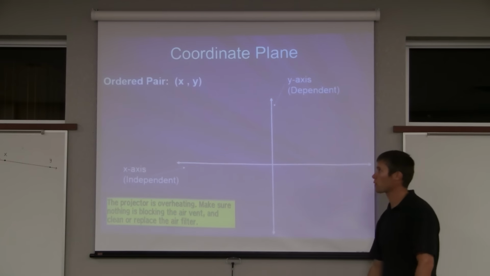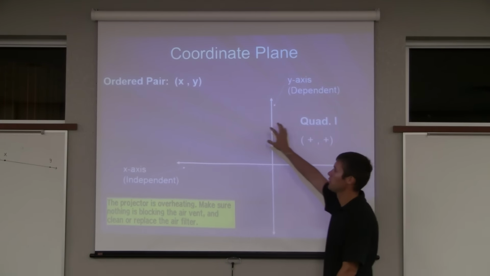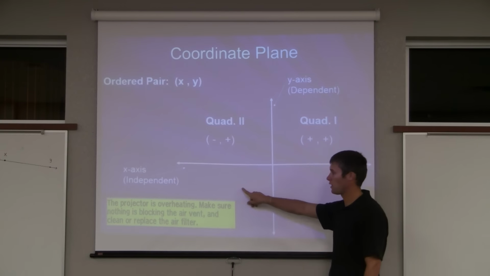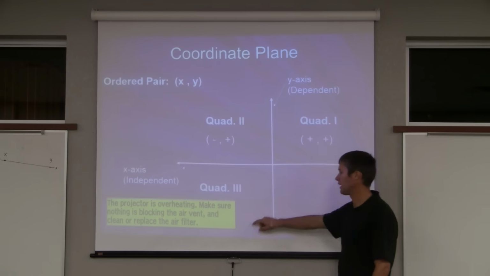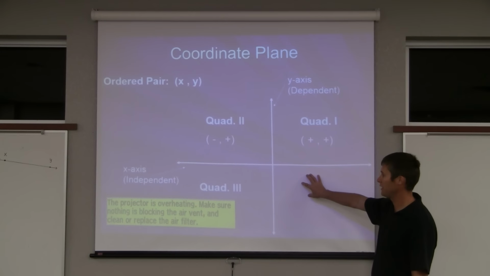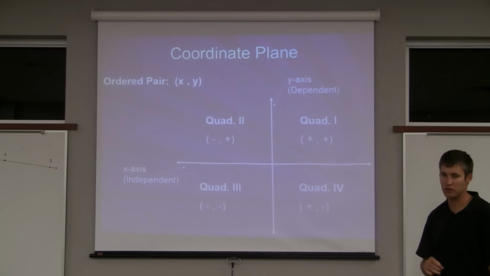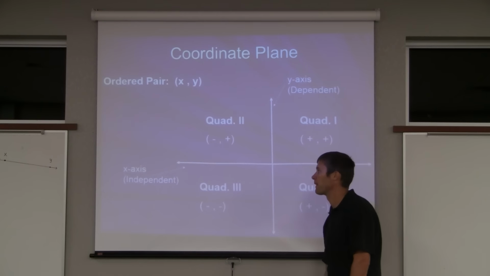The other thing is quadrants. You have quadrant 1 is where your x and y are positive. Quadrant 2 is your x is negative, your y is positive. Quadrant 3, they're both negative. And quadrant 4, you have your x is positive, your y is negative. So those are your four quadrants. Review, yes, I want you to write it down and be familiar with it.